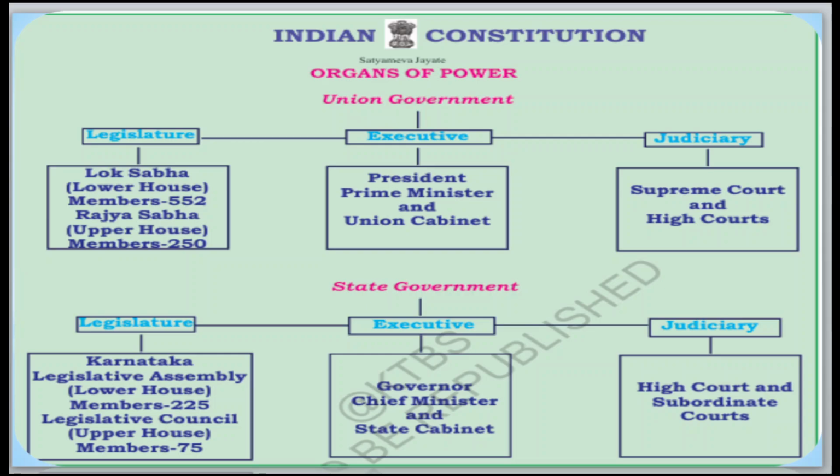Then in a state government, in the legislature you have, for example, the Karnataka Legislative Assembly. In Karnataka you have two houses, but in some states only one house will be there, that is the lower house. In the executive, governor, chief minister and state cabinet will be there. In the judiciary you have the high courts and subordinate courts in the state government.